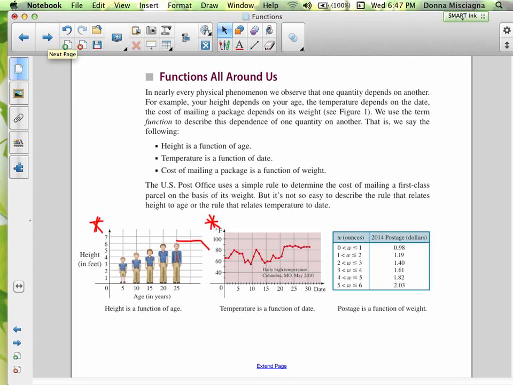Cost of mailing a package is a function of weight. This one is very specific, so we don't see a lot of change in that one. This one happens to be in 2014 dollars. So if it's between 0 and 1 ounce, you pay a certain amount. And then notice you don't pay as much for each additional ounce, but you do pay more.